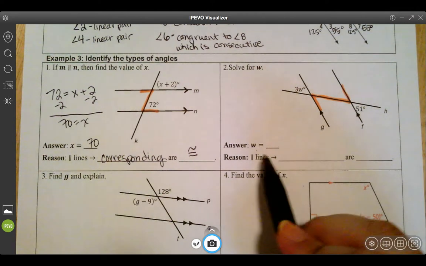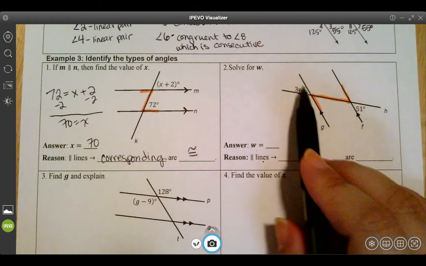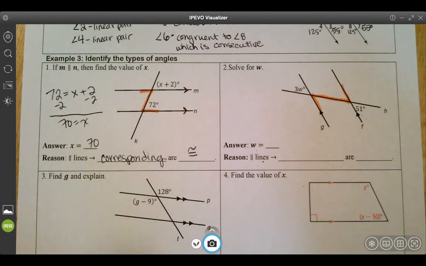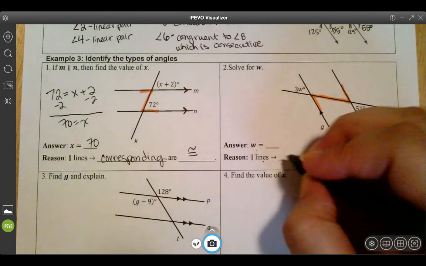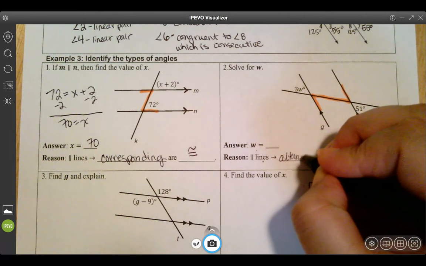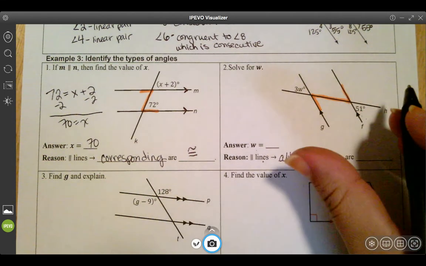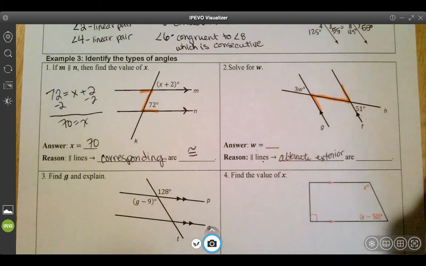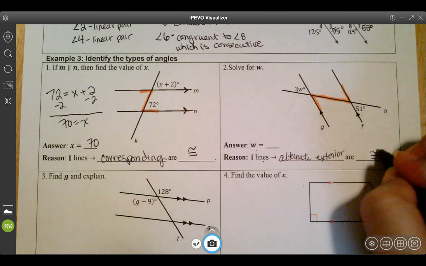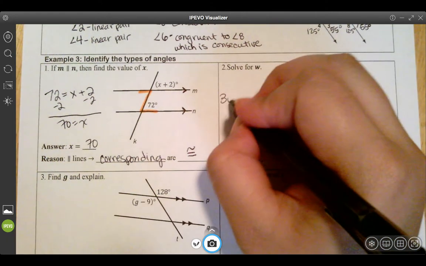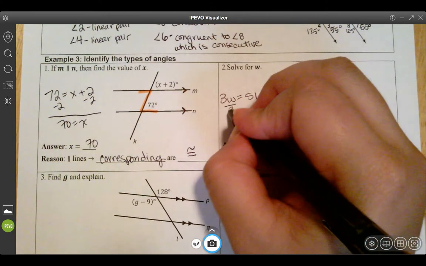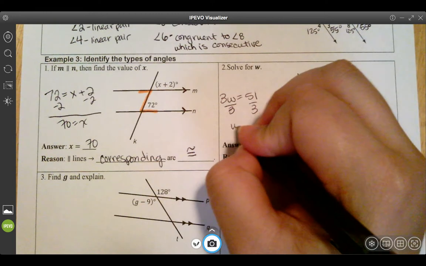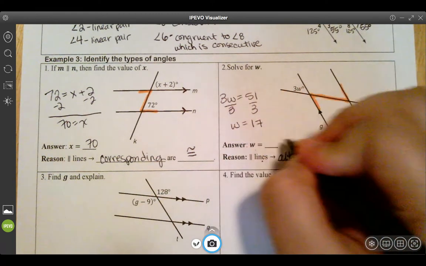Okay, so we have parallel lines. What's the relationship of these 2 angles? They are alternate, opposite sides of the transversal, and they are on the outside. They're outside of my Z. Alternate exterior angles. And are alternate exterior angles supplementary or congruent? They are congruent. And so we have 3W equals 51. Divide both sides by 3. W equals 17.